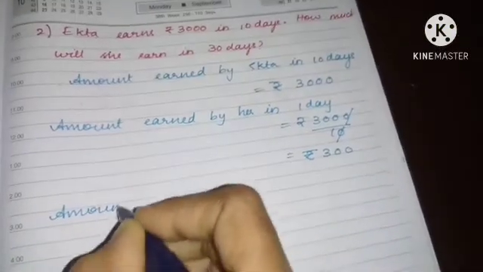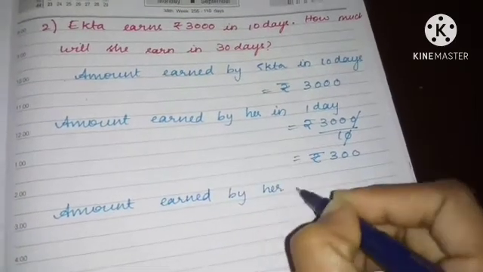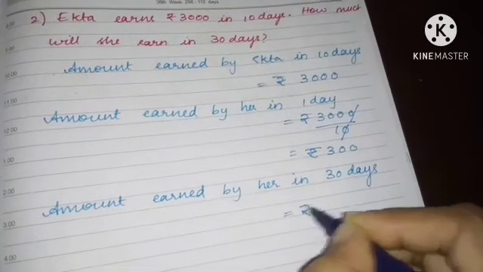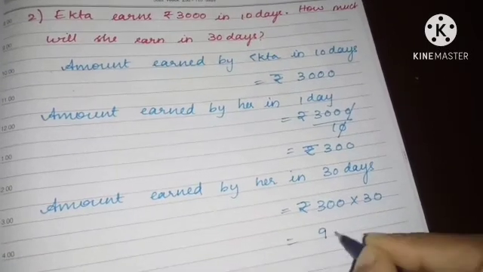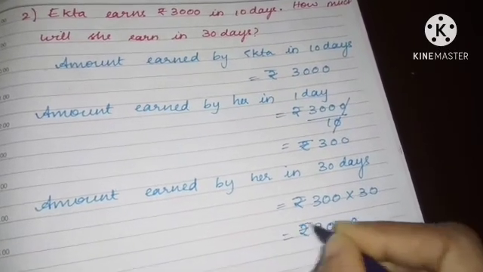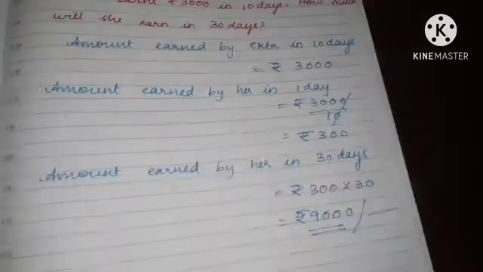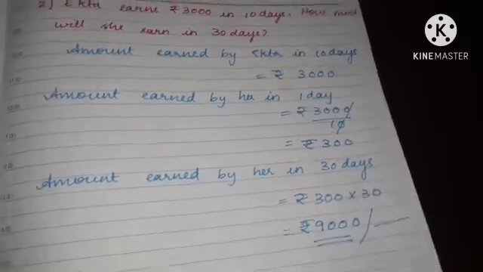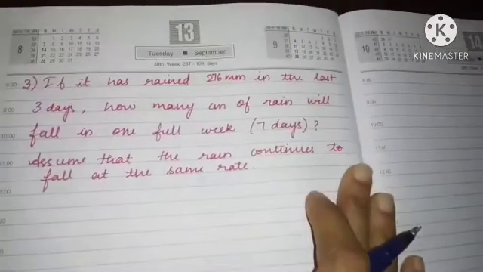Okay. So, amount earned by her in 30 days is how much? Rupees 300 into 30. 3 3s are 9. 9,000. So in 30 days, how much is she getting as a salary? Rupees 9,000. Okay. So this is how you should find it, by unitary method.